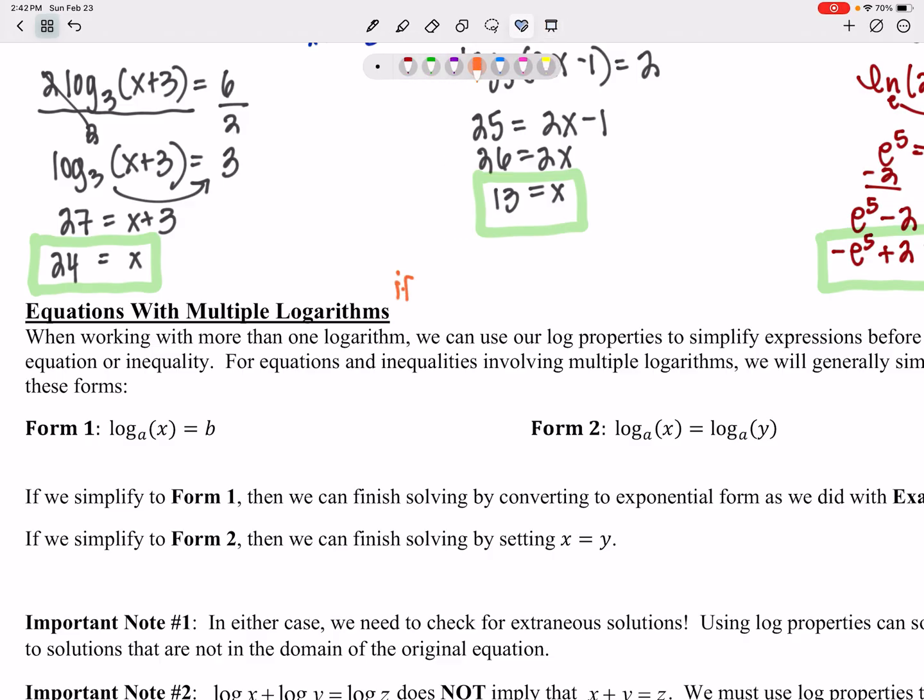Now, if you have extraneous solutions, if a value doesn't work, I'm just going to write this. If a solution is extraneous and it's the only solution, then the answer would be no solution. Then you would not have a solution.